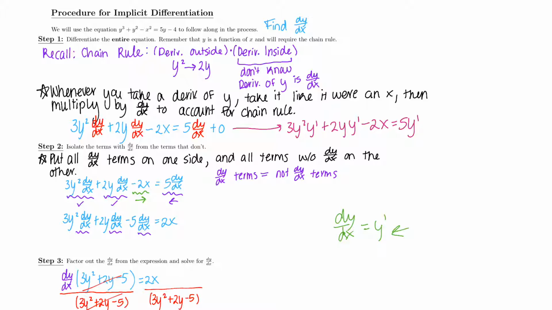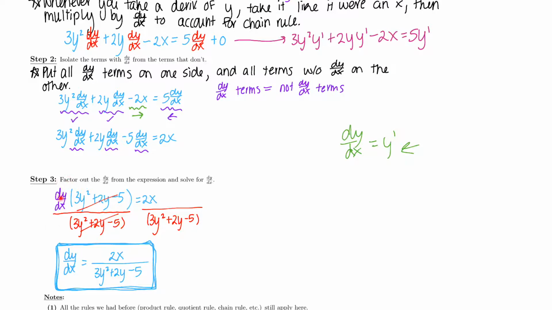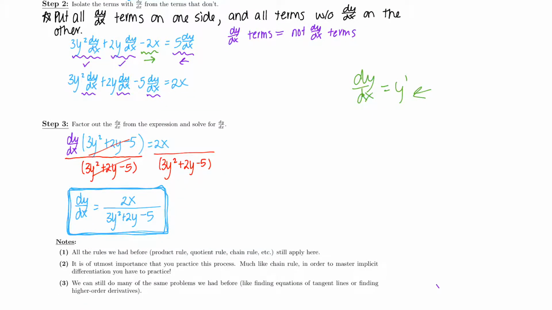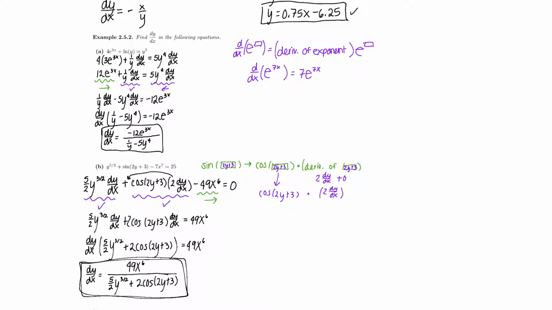So in this case, when we were doing this derivative, y cubed plus y squared minus x squared equals 5y minus 4, when we took the derivative of y cubed, that became 3y squared dy dx. So 3y squared is just the regular derivative part, and then adding on a dy dx because we took a derivative of y. Then your goal is to get all the dy dx terms on one side of the equation so that you can factor the dy dx out, and you're able to solve for dy dx. So that was the process, and we did a lot of examples of it.